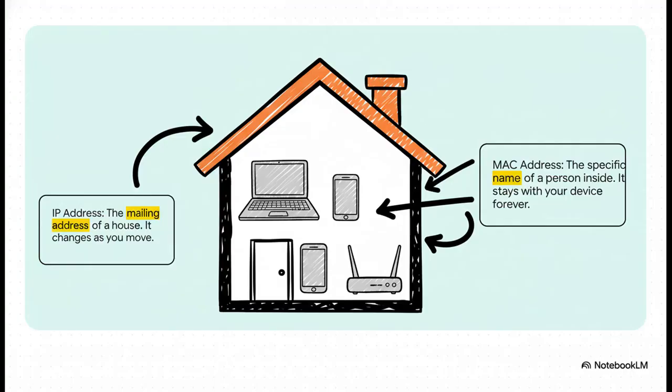To really get this part, you gotta understand that there are two kinds of addresses at play here. The IP address, that's like the mailing address for your house. It tells everyone where your network is located. But the MAC address, that's more like the specific name of a person inside that house. It's a permanent, unique ID burned right into your laptop's hardware.